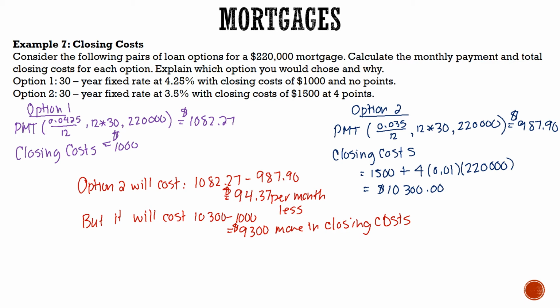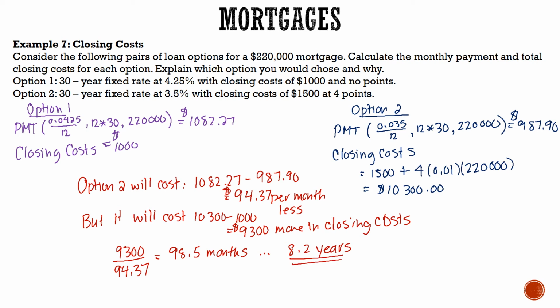So let's take a look and see how many months it will take before the savings from option 2's lower payment will pay for the extra costs in closing costs. So that means we're going to take the $9,300 in extra closing costs and find out how many 9437s go into that. So 9437. And this is going to give us how many months it's going to take to make up that $9,300 from the savings. And that's going to be approximately 98.5 months. And in terms of years, dividing that by 12, about 8.2 years.